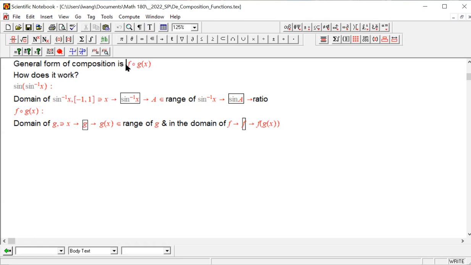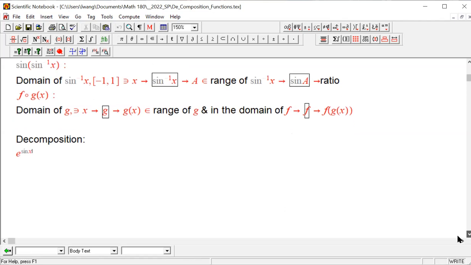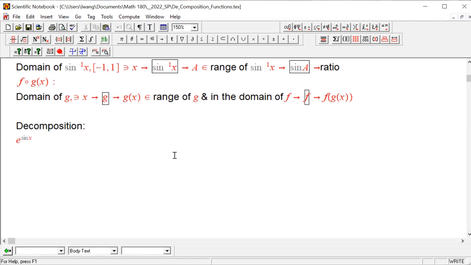So with that said and done, let's look at what decomposition is. We have done plenty of composition. So what is decomposition? Decomposition basically is going backwards. For example, suppose I have a function which is e to the power of sine x. This function may look very strange to you, but it is indeed a function.